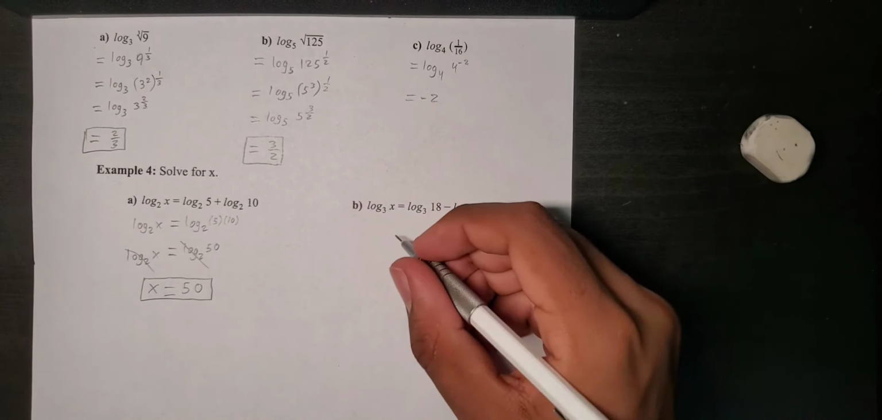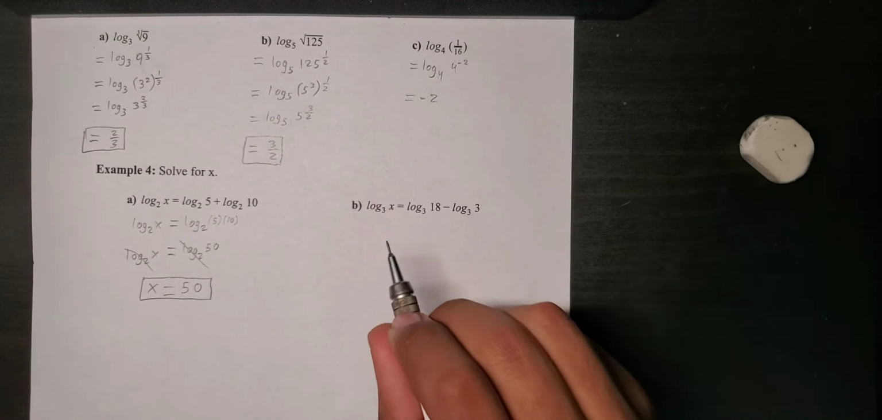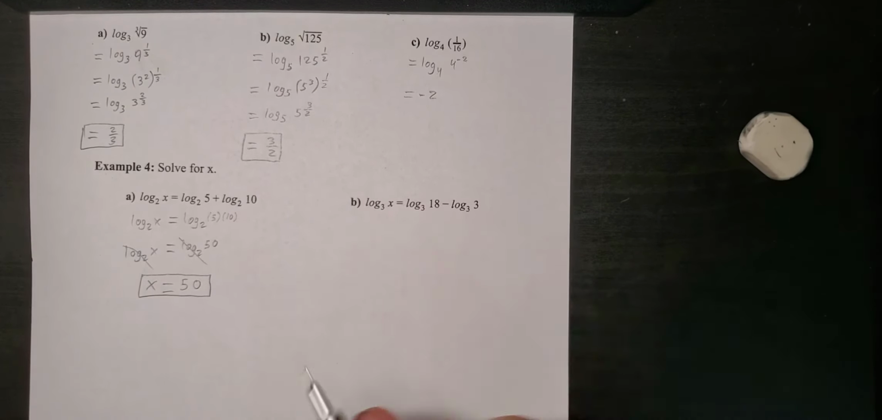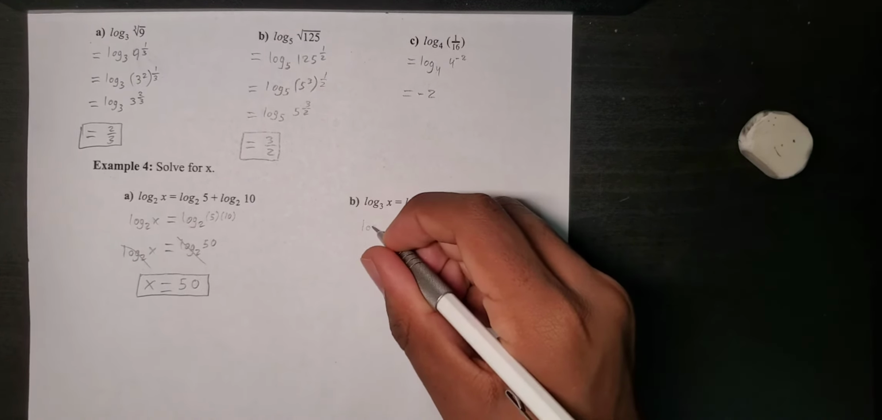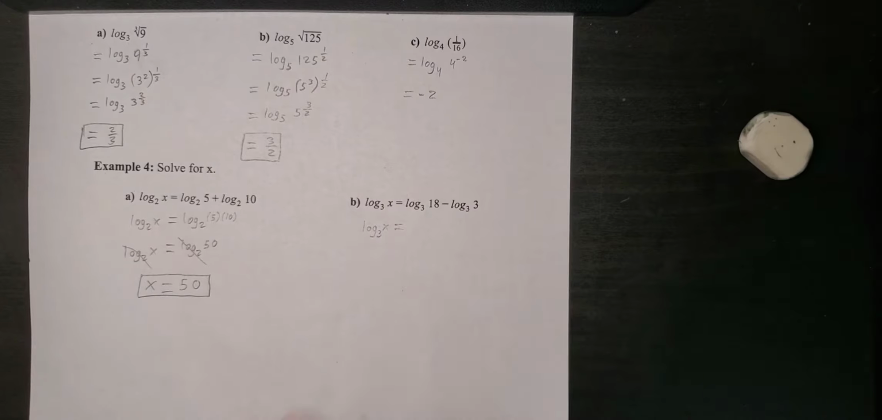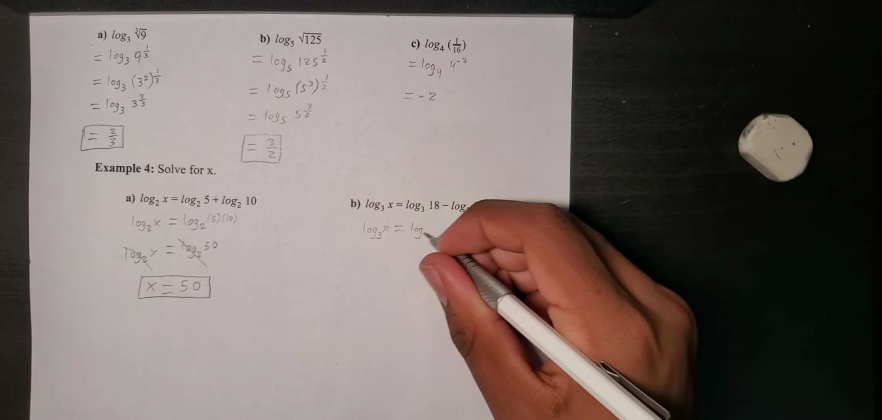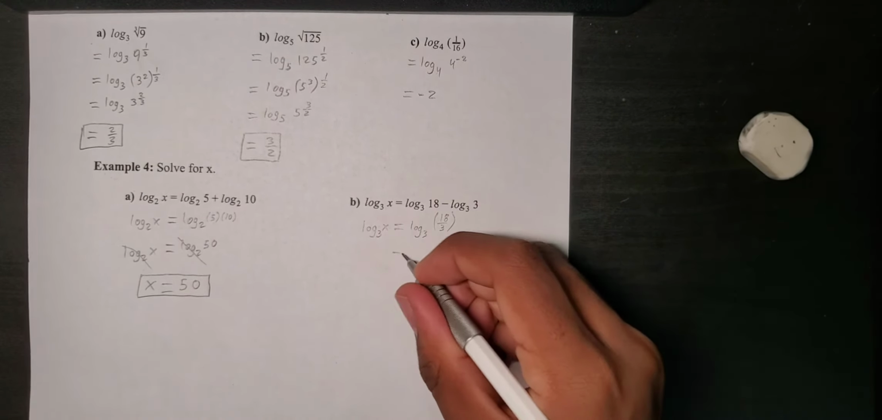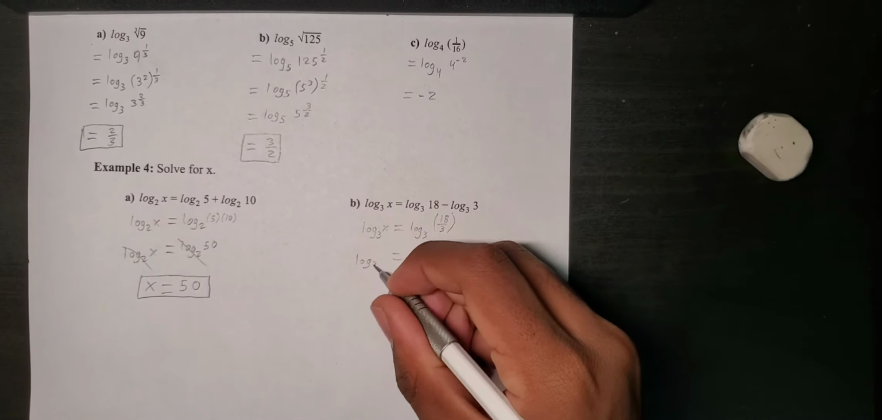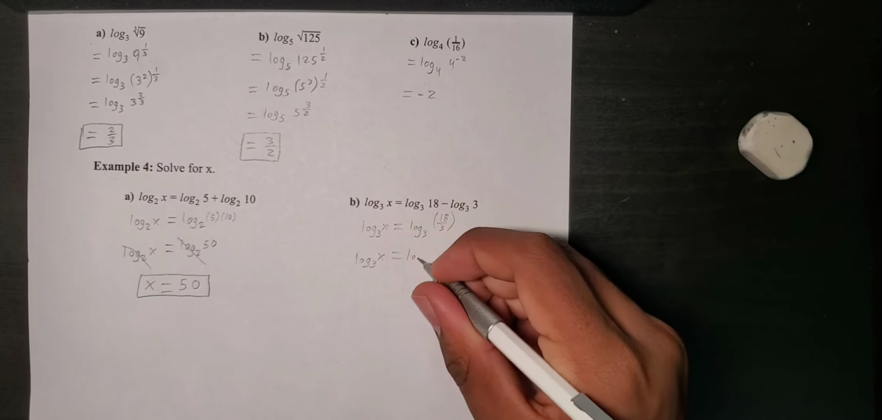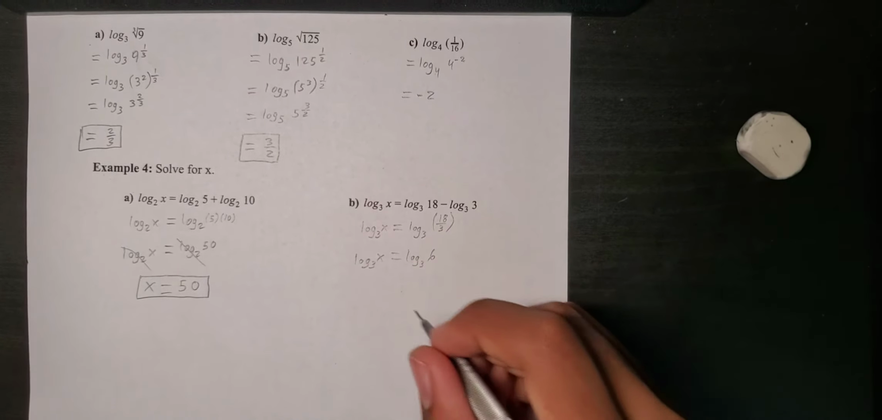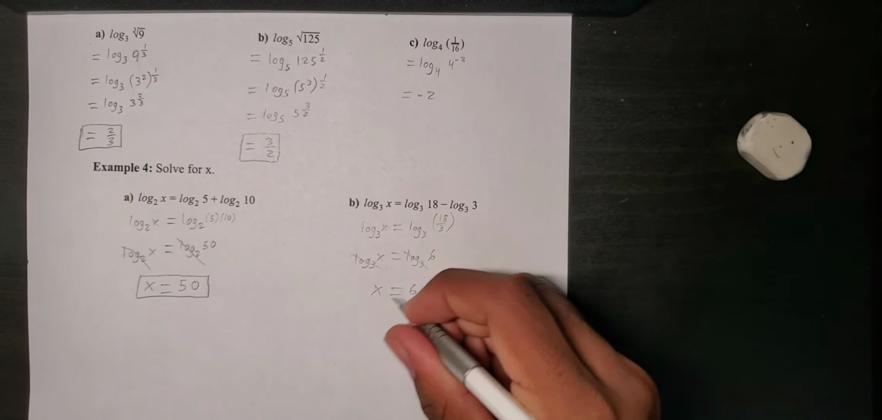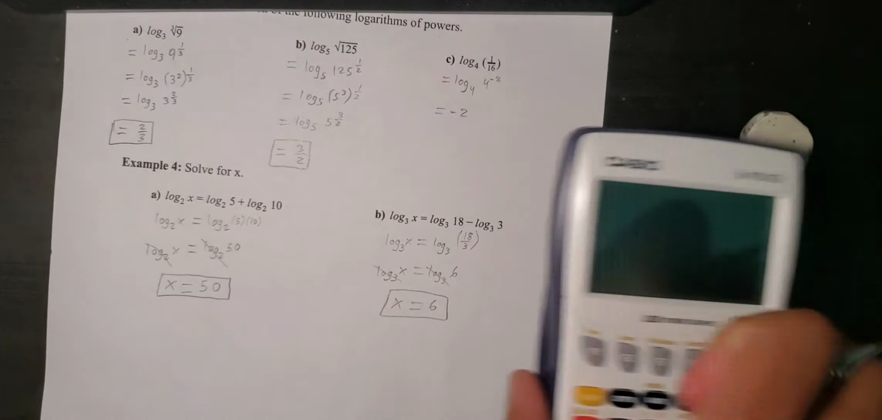Last question. The log at base 3 of x equals the log of 18 minus the log of 3. So in this case, it would be the log of x equals the log of 18 divided by 3. So that would be the log of 6. So we cancel them out. So x equals 6. And for both of them, you can check.